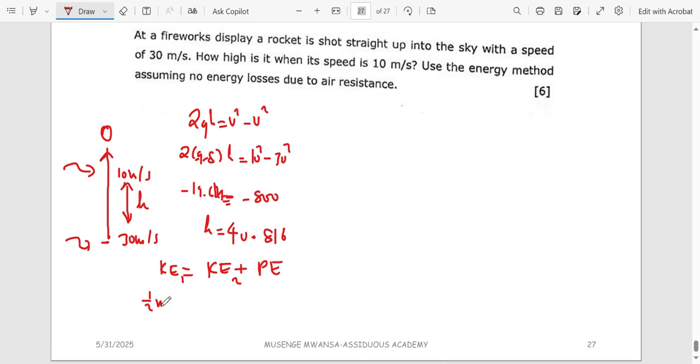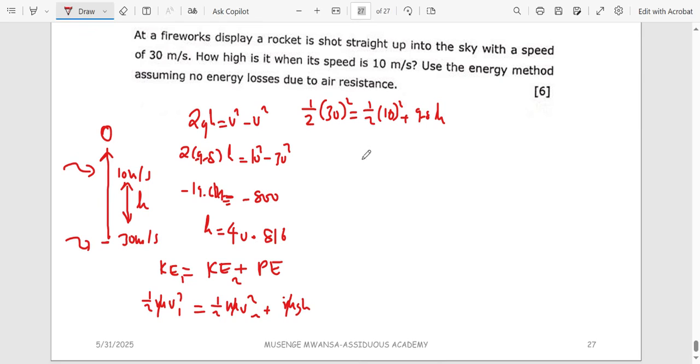Kinetic energy is half mv squared, this is v1, and this will be half mv squared, and this is v2, plus mgh. The masses cancel out, so this will be half the first velocity, this is at the bottom, that's 30, squared, equal to half the velocity at the top, which is 10, squared, plus g times the height, 9.8 times the height. So what is the question asking us? How high? So that is times height.